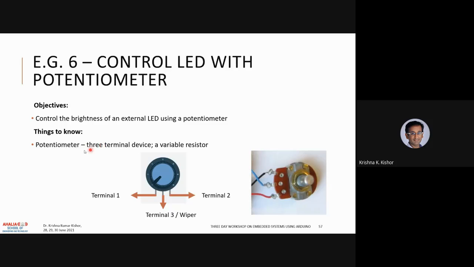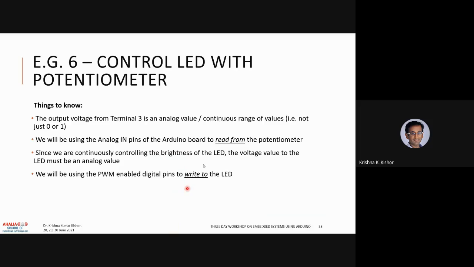Just so that you know, a potentiometer is a three-terminal device. Essentially, in first year, electronics people learn this. You have terminal 1, terminal 2, and terminal 3, which is sometimes also called a wiper. A potentiometer is nothing but a variable resistor, and it gives you a continuous range of values.